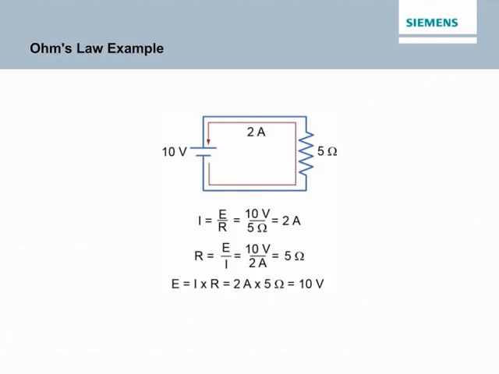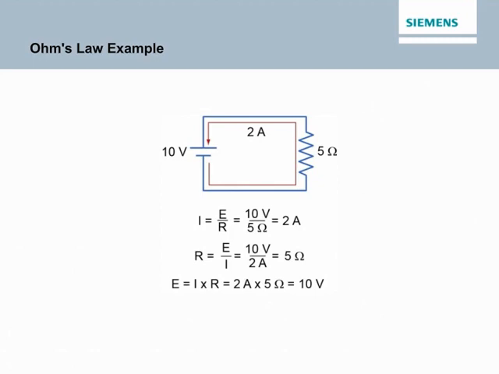Three versions of Ohm's law are needed to understand circuit behavior because we may need to determine any of the three terms when the two other terms are known. As shown in the accompanying example, if we know that the voltage is 10 volts and the resistance is 5 ohms, we can determine that the current is 2 amps.